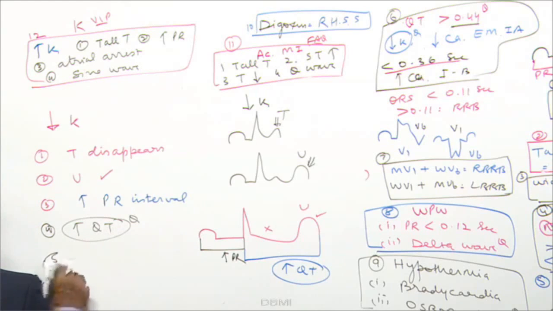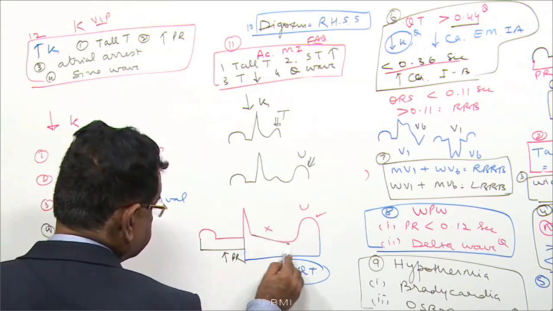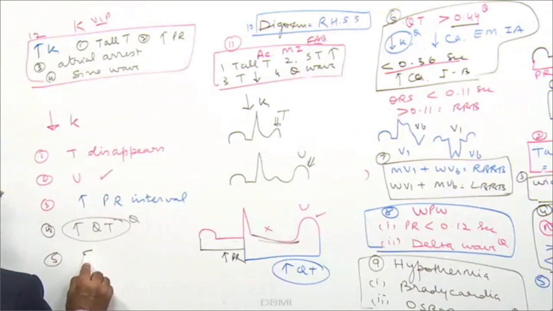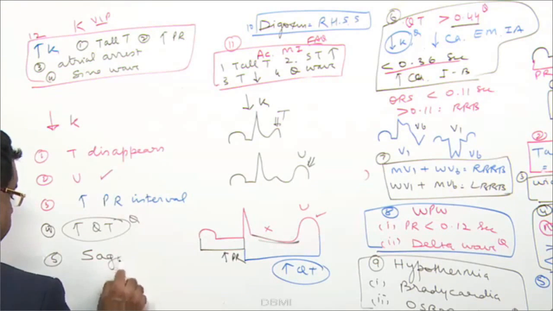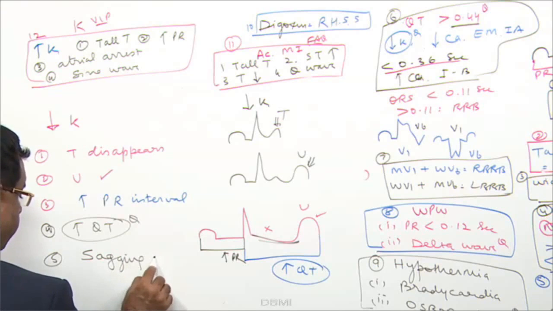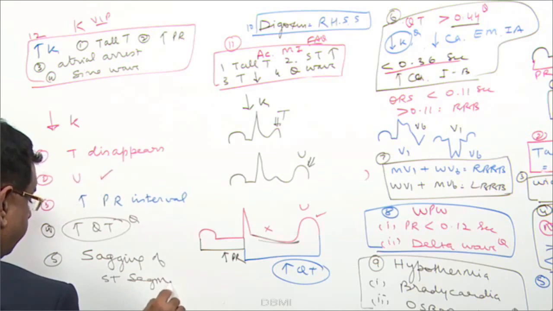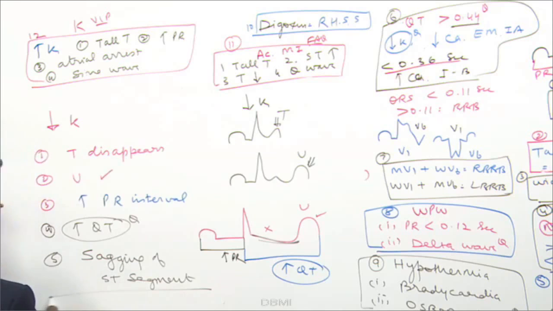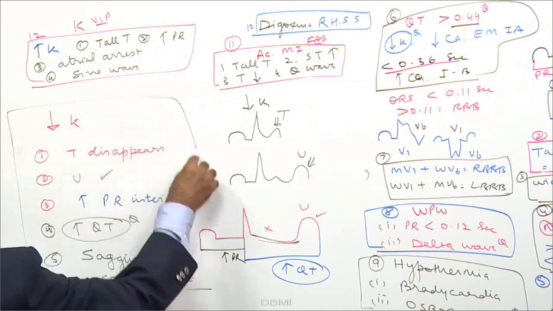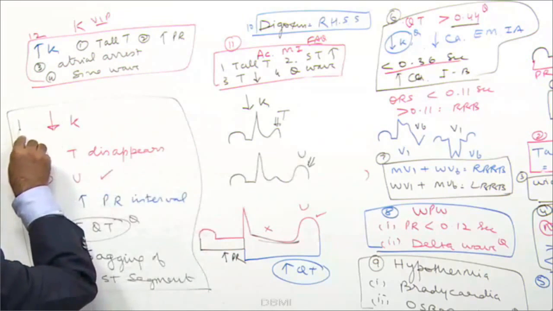And last but not least, there is some sagging of the ST segment. This is box number 13.